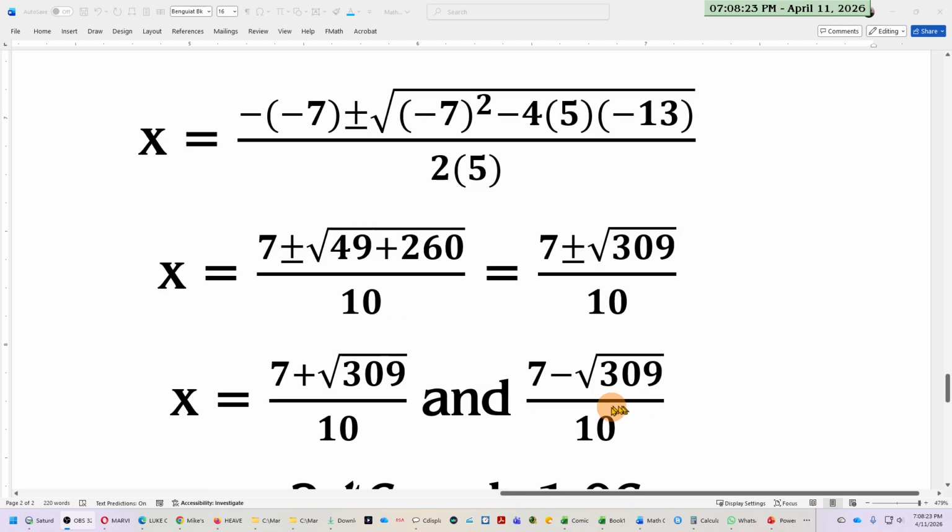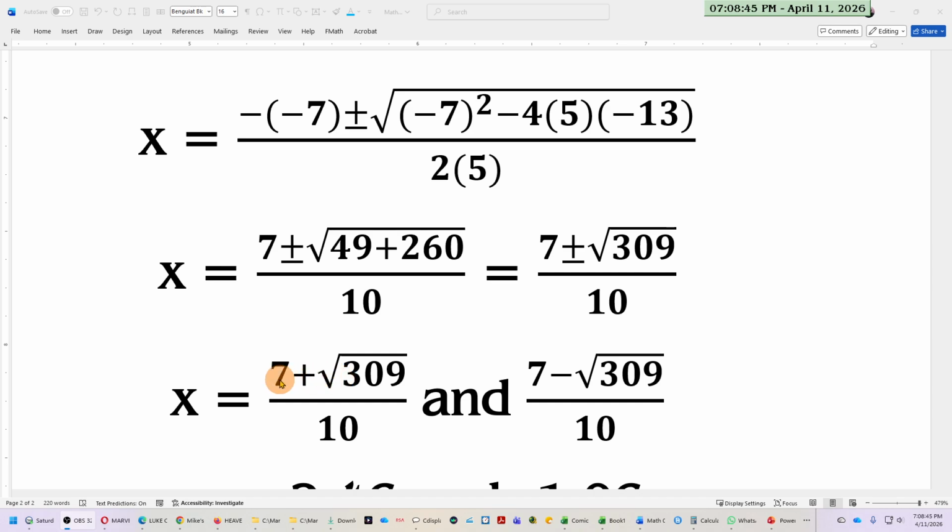So what does this mean? This means that x is going to be 7 plus the square root of 309 and then divided by 10, or 7 minus the square root of 309 and then divided by 10. Use your calculator for this. You should be able to put this in your calculator real nice.